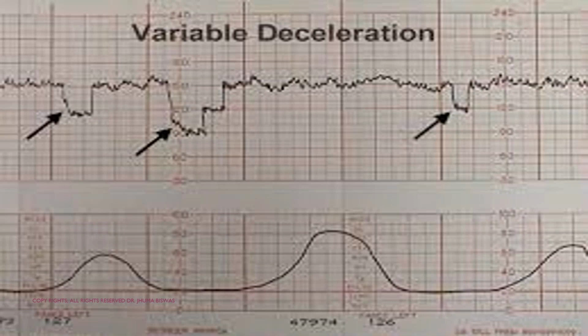Next is variable deceleration. Variable deceleration means that it is actually variable. That means there's no relationship between one deceleration and the next, and there's also no relationship with the uterine contraction. This type of deceleration we call variable deceleration. Variable deceleration usually occurs if there's any kind of cord compression or cord prolapse.